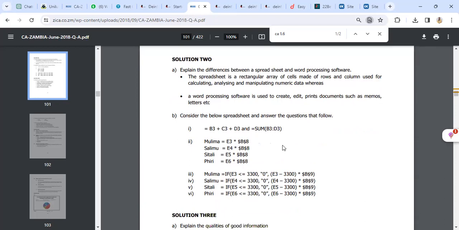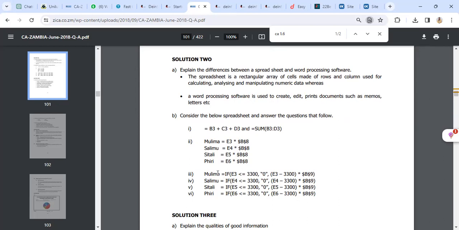This is 8 marks. Listen carefully. The condition is that the amount must be more than what? 3,300. So you start from Mulima. You write if open brackets E3 less or equal to 3,300, comma. Then you put a 0 in there. Then here you subtract E3 minus 3,300 multiplied by B9. Similarly, for Salim, it's E4, which is a gross pay, less or equal to 3,300, comma. You put 0 in brackets. Then you put E4 minus 3,300 times B9. So for this one, just memorize the format because there's a condition. This one is tough. Most students usually fail to get this.